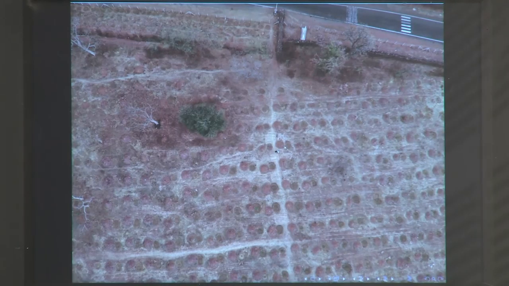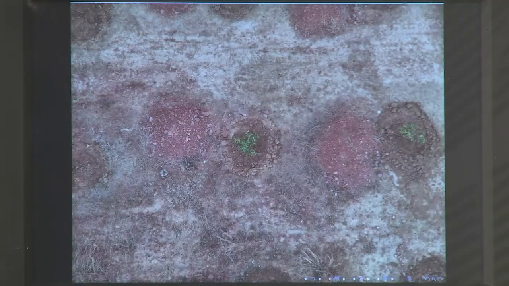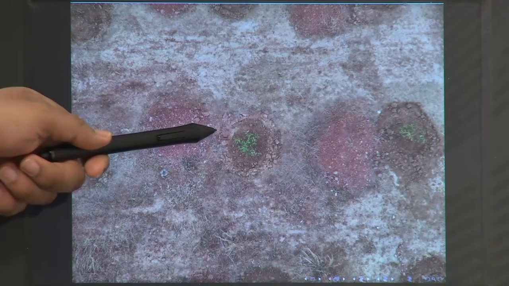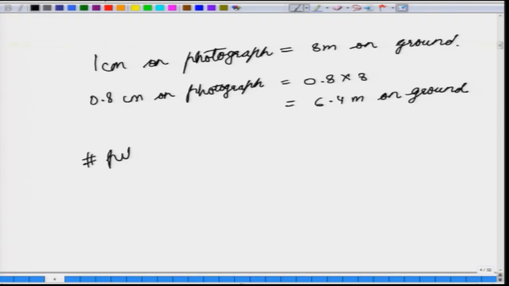Now another use is that if you look at this image, if you say flew the drone at a lower height, you are getting now much more amount of information. So for instance, here you can see that you have a plant, you can even see the leaves of this plant, and you can make use of this information to get, for instance, the survival percentage in your plantation. So in that case, what you will do is you will find the number of pits or the number of plants planted, and the second thing will be the number of living plants.